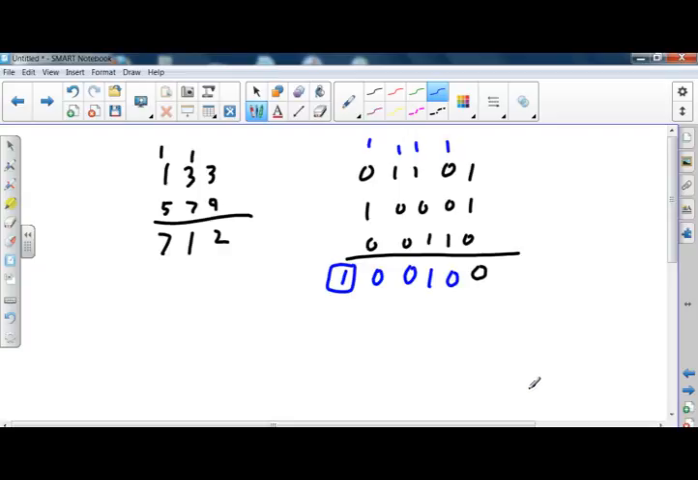I added. I'm in binary. I'm only allowed to have 1s and 0s. 1 and 1 is 0, 1 to carry. 1 and 1 is 0, 1 to carry. 1, 1 and 1 is 1, 1 to carry. 1 and 1 is 0, 1 to carry. 0, 1 to carry. That's the last carry.